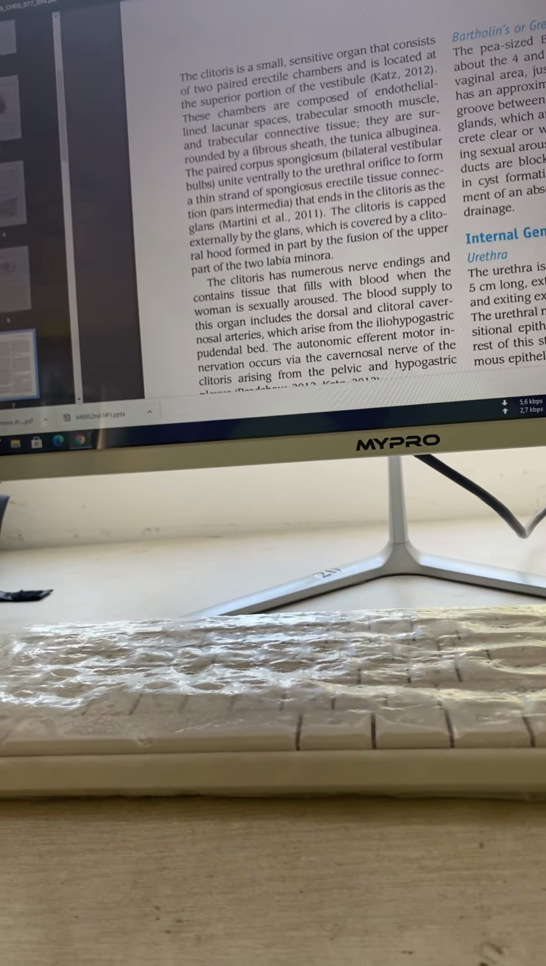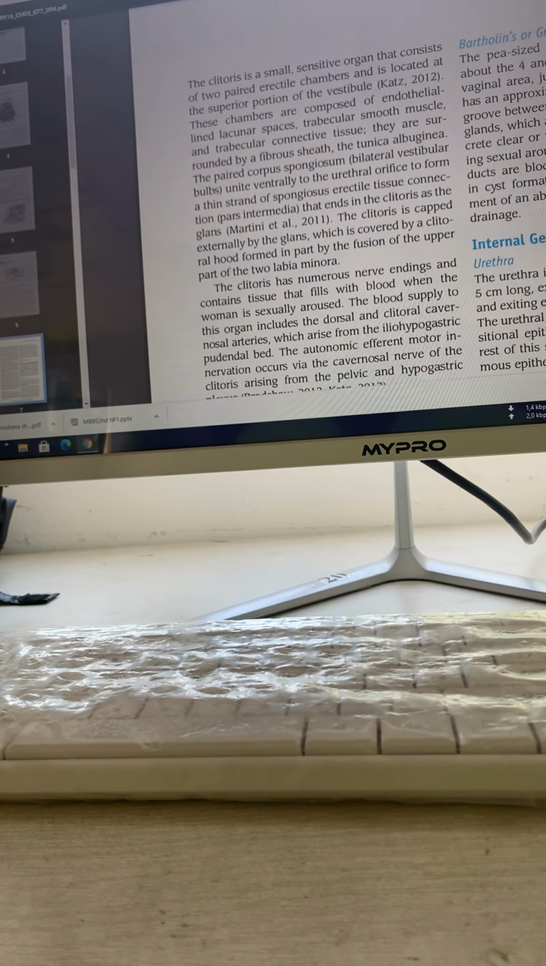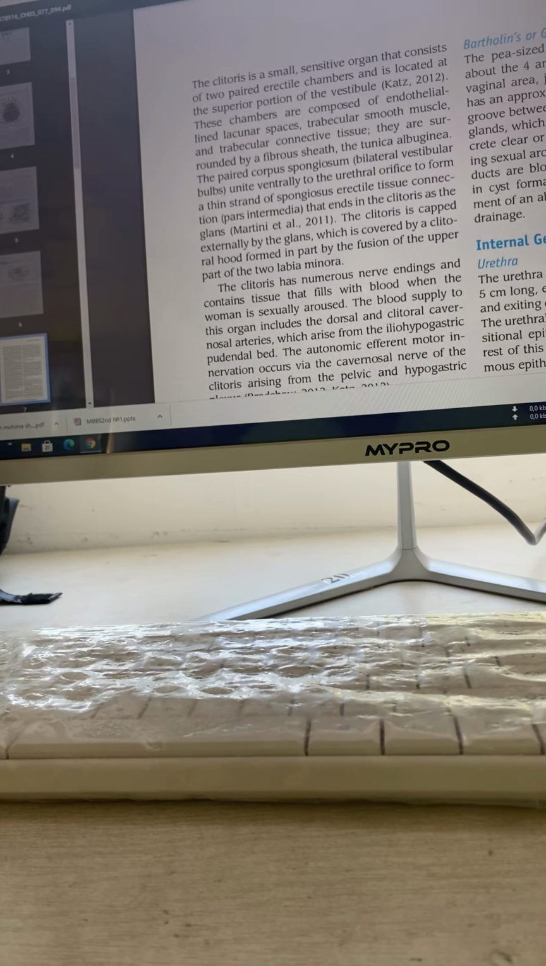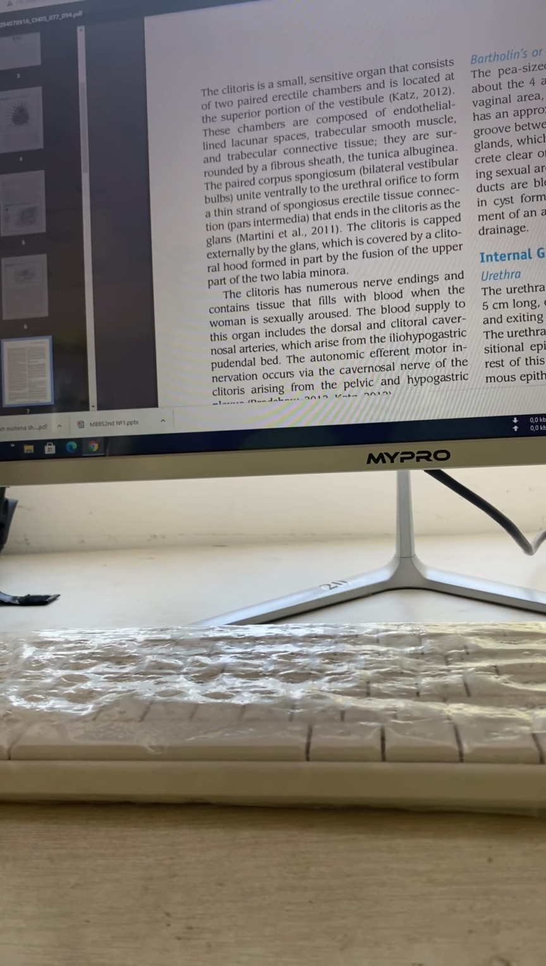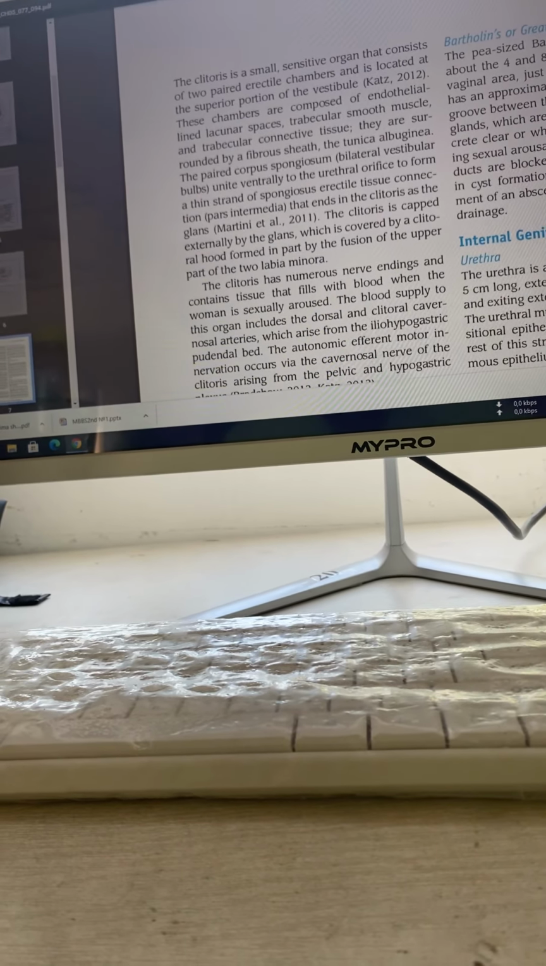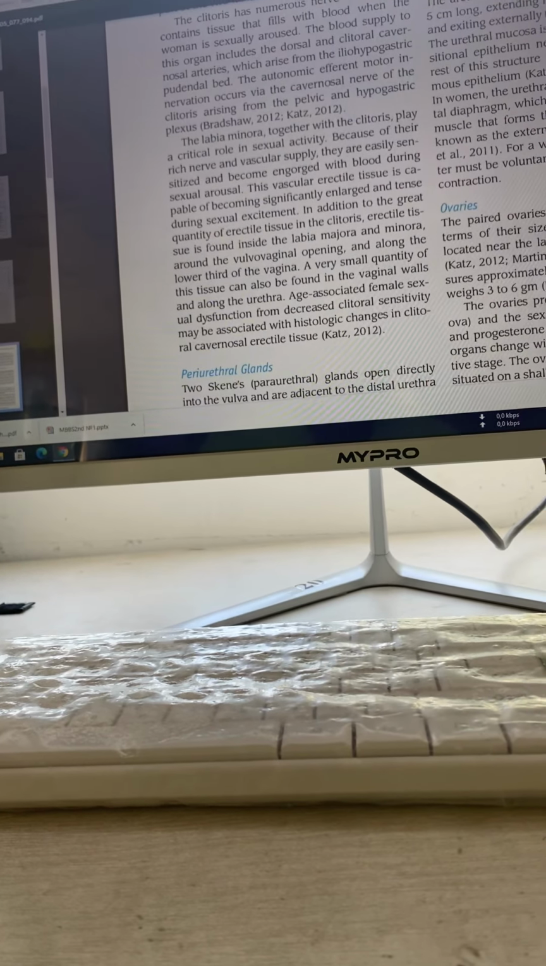The clitoris is kept externally by the glans, which is covered by a clitoral hood formed in part by the fusion of the upper part of the two labia minora (Martini et al., 2011). The clitoris has numerous nerve endings and contains tissue that fills with blood when the woman is aroused.